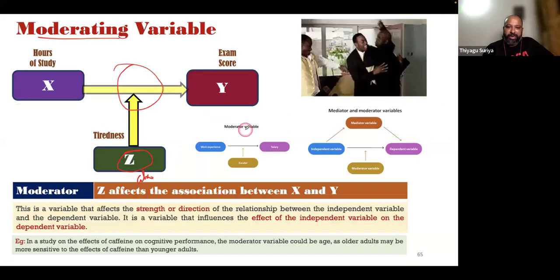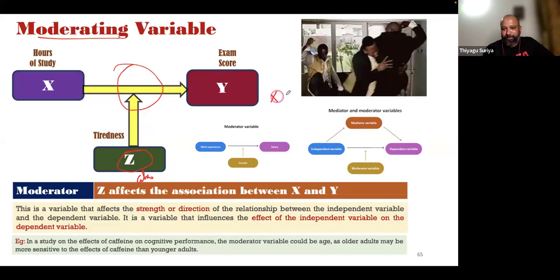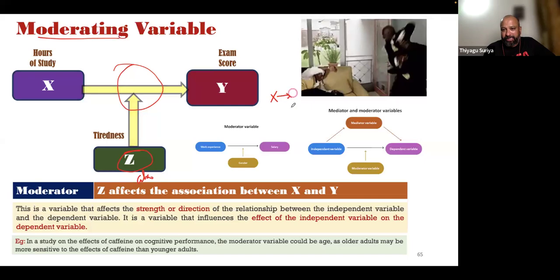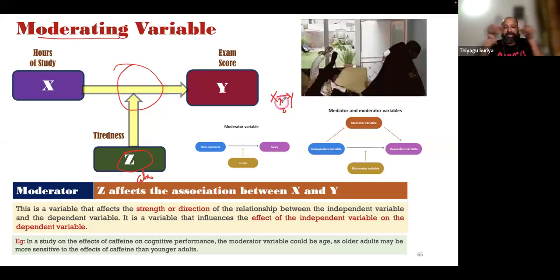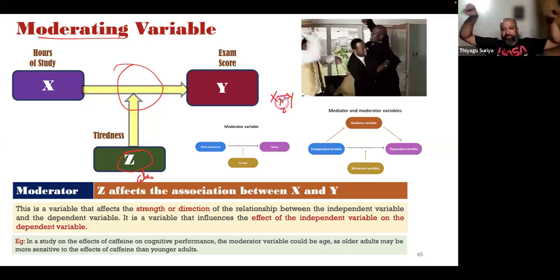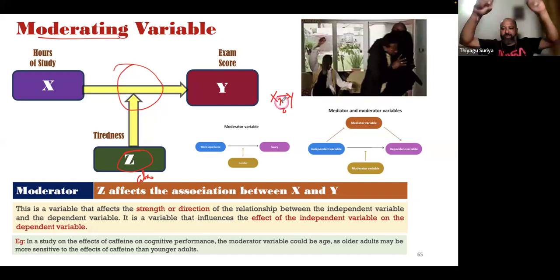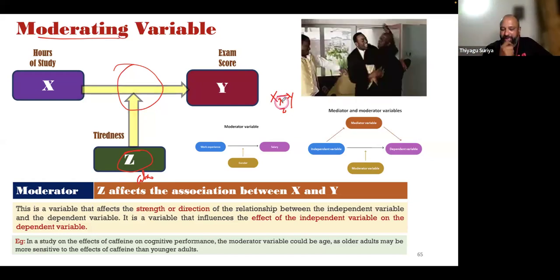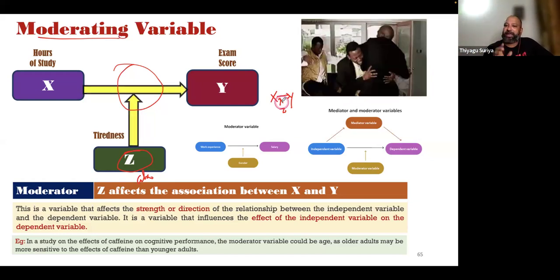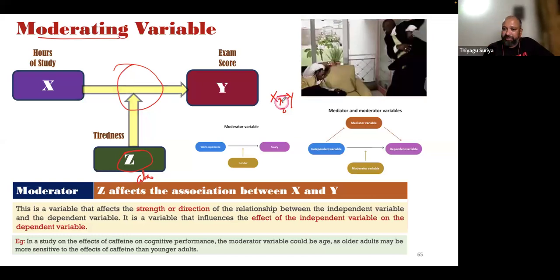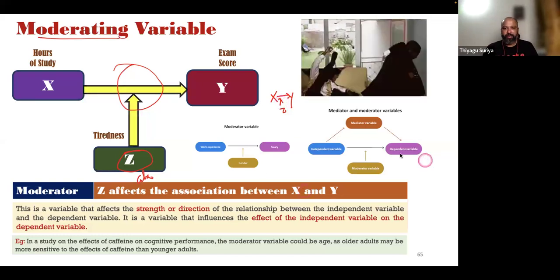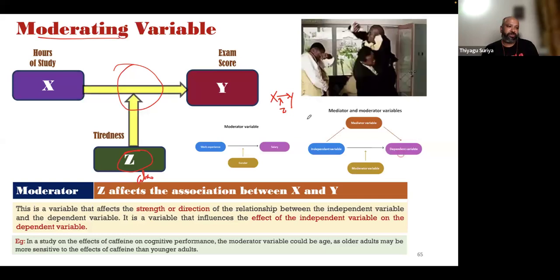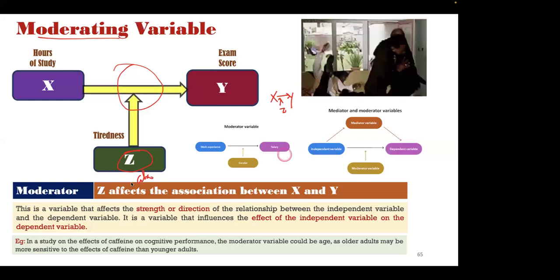And what is called a moderator? If z extends to the relation between x and y, z creates an effect on the strength of the relation between x and y. That is the use of the moderating third variable. Normally the moderating variable is a categorical variable. Any doubts, Madhusmita? Hope you are getting this. Okay, thank you.